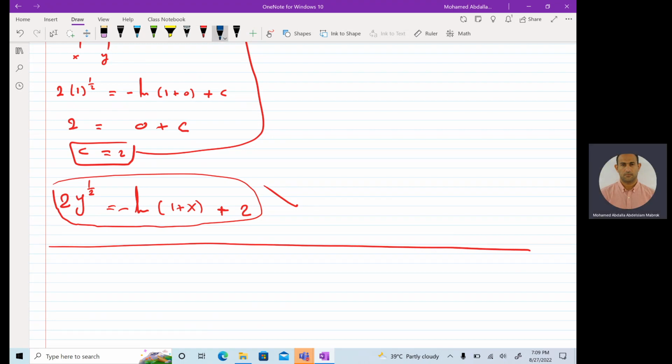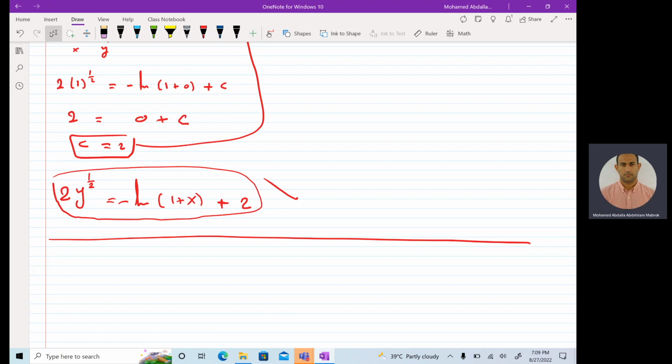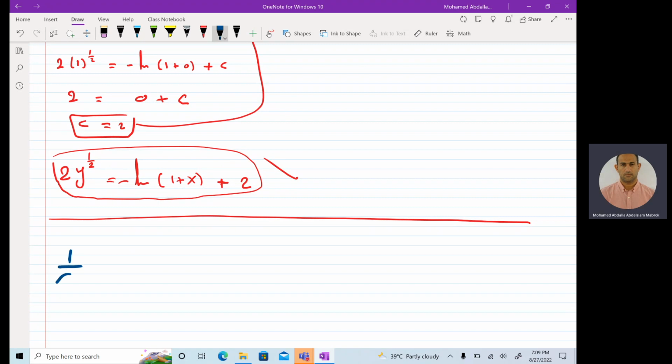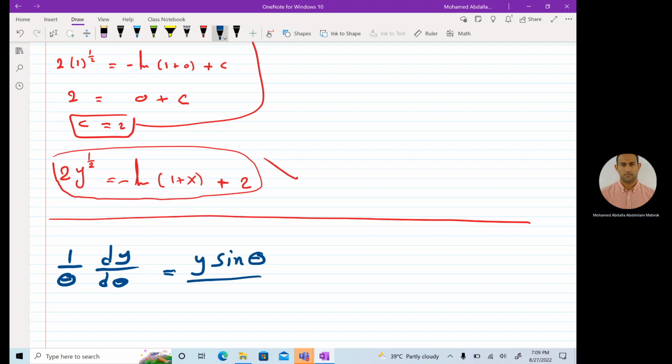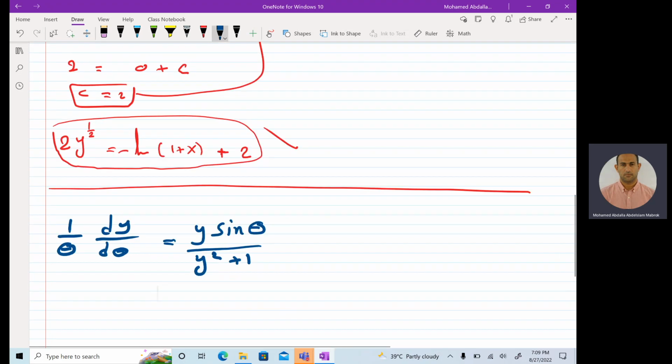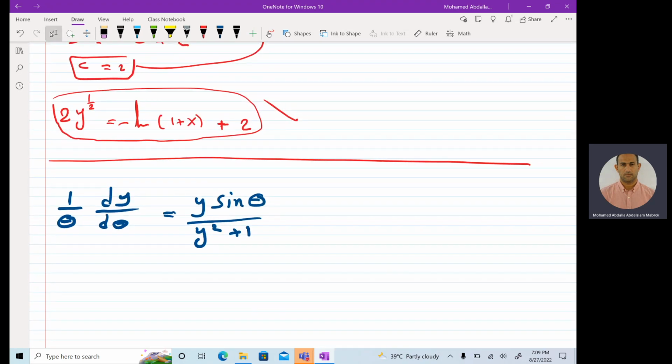A second problem could be, let me choose one good problem. So here, 1 over theta dy by d theta, just replacing x with theta, equals y sine theta divided by y squared plus 1. So this is clearly again, because everything is multiplied.